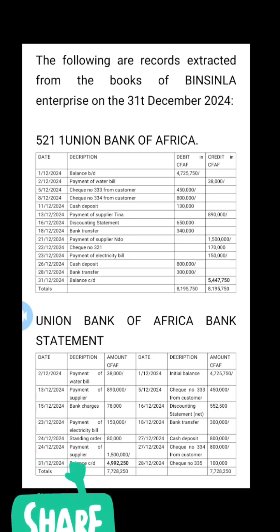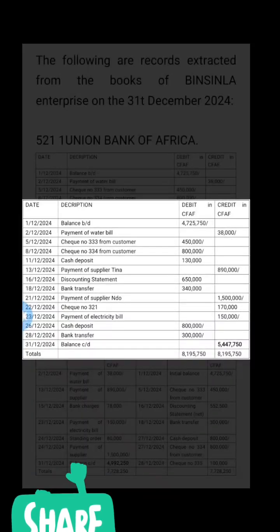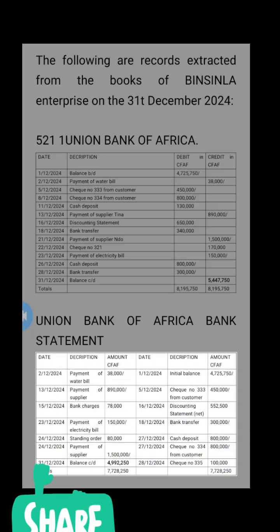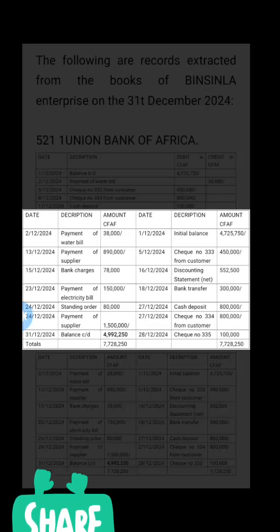Then we move to the credit side of the bank account to compare it to the debit side of the bank statement. The first element is payment of water bills 38,000. We come to the bank statement, you will see the payment of water bill 38,000. Then the next one is payment of supplier Tina 890,000. If you come also to the bank statement, you will see again payment of supplier. They did not mention the name, but it's the same amount, 800,000. You see that it is ticked.